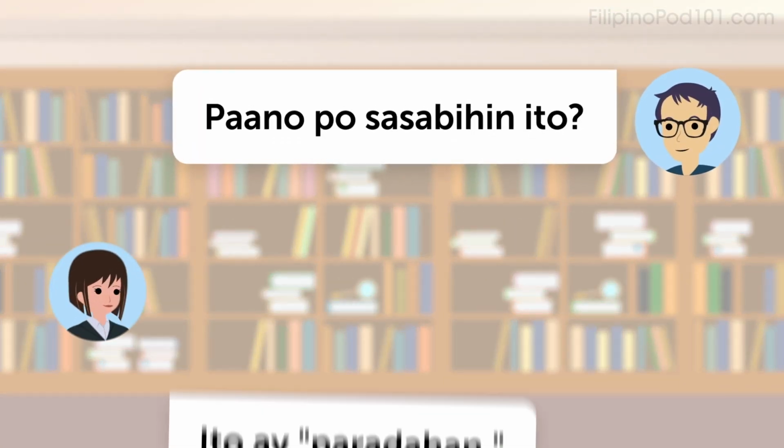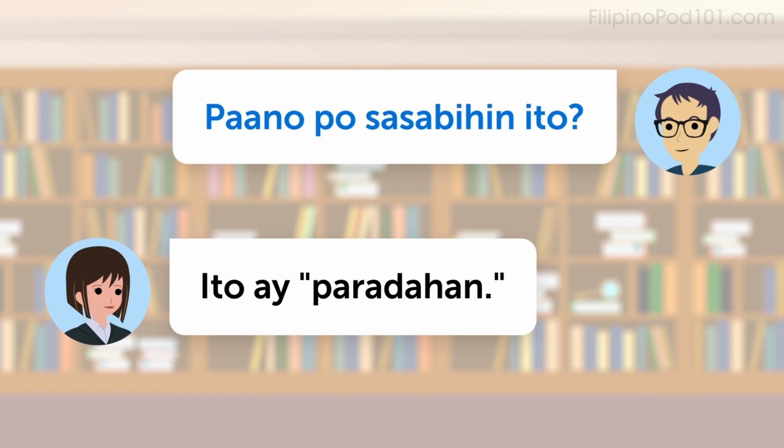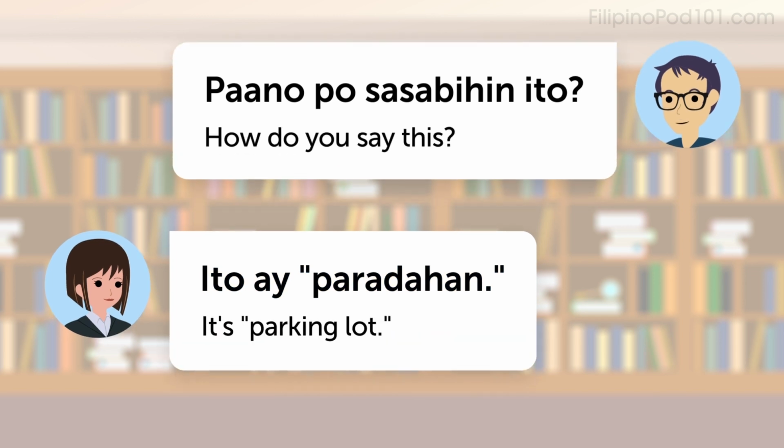Listen to the dialogue. Paano po sasabihin ito? Ito ay paradahan. Once more with the English translation. Paano po sasabihin ito? How do you say this? Ito ay paradahan. It's parking lot.